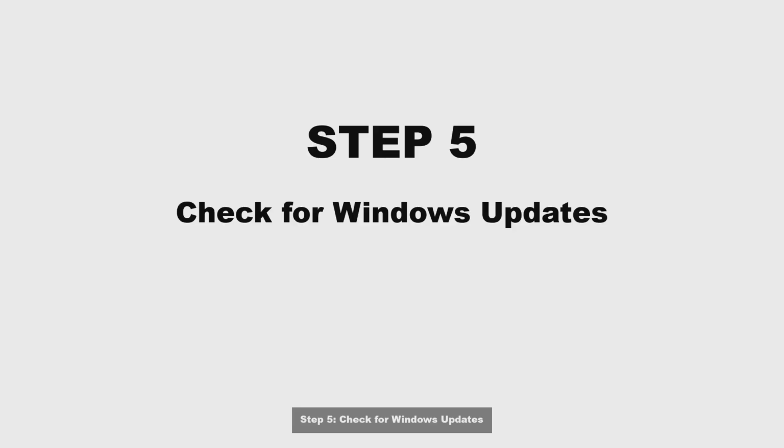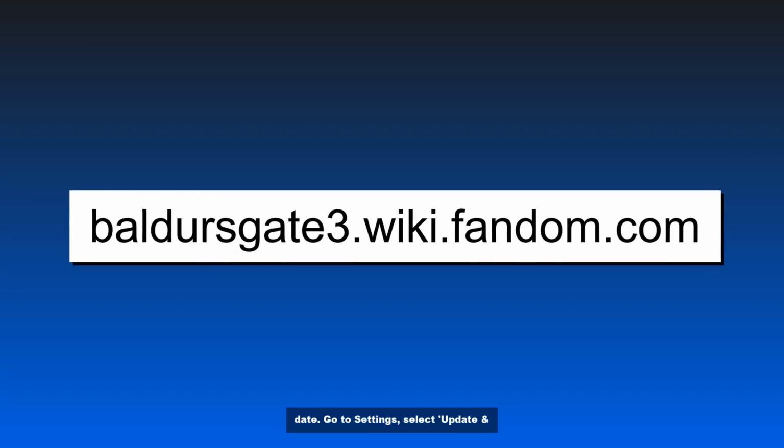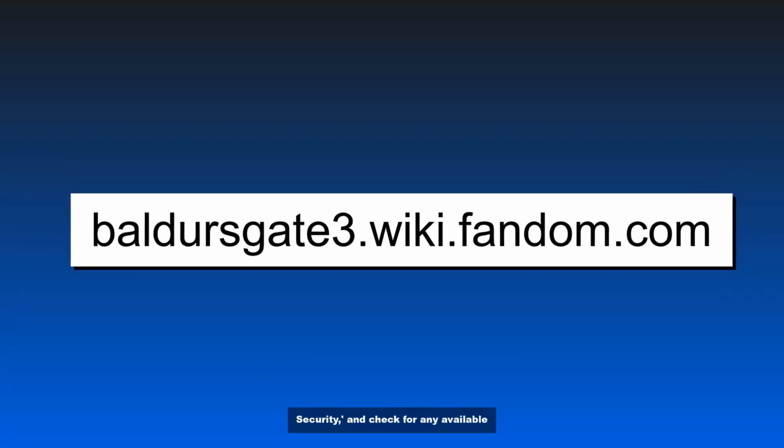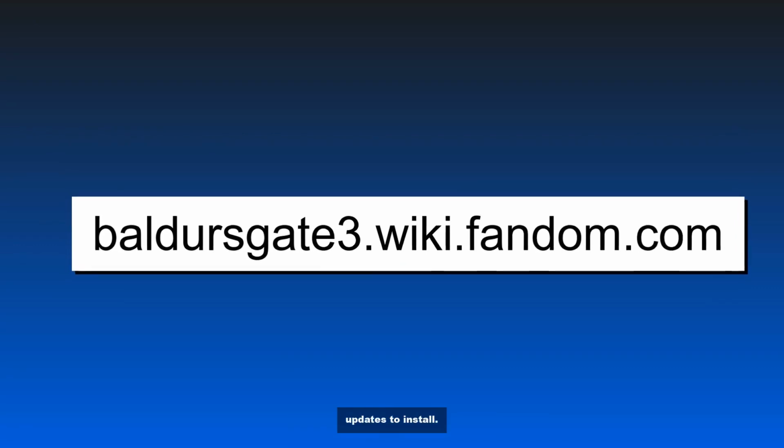Step 5. Check for Windows updates. Make sure your operating system is up to date. Go to Settings, select Update and Security, and check for any available updates to install.